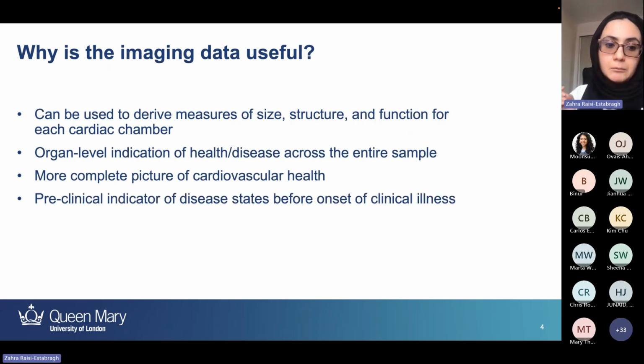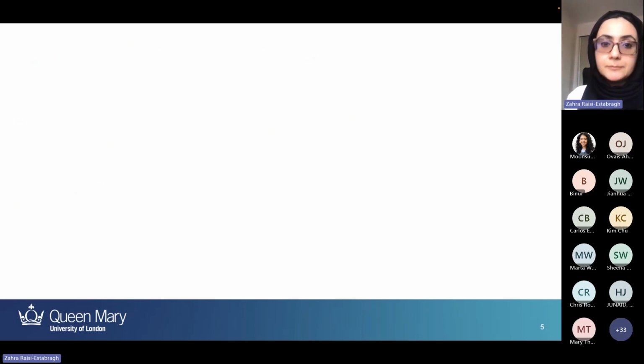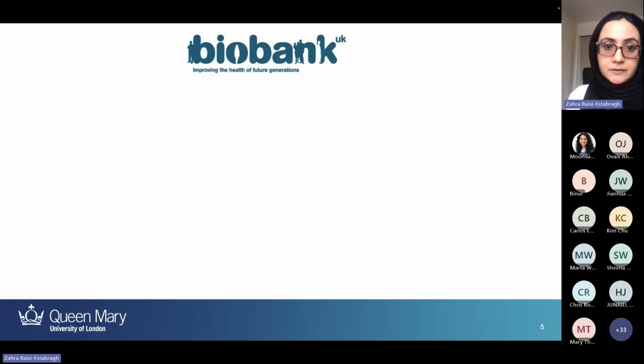Many of the imaging indicators also become apparent before the onset of clinical disease, and so they can be really useful as early or preclinical indicators of disease. Now, I'm going to talk to you about my experience, and this is mostly in the context of UK Biobank. So I'll start with a bit of background to UK Biobank, and then I'll take you through some things that I want to highlight to you within that.